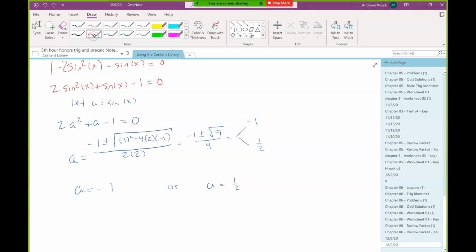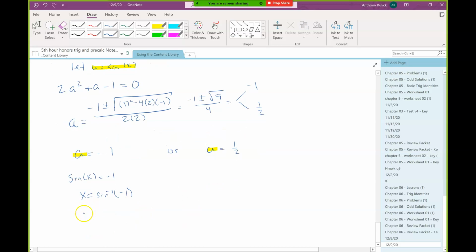But we don't want to solve for a. We want to solve for sine x. So let's go ahead and plug those back in. So x is going to be sine inverse of -1. If I go to my unit circle and look for the place where the y coordinate is -1, that happens at 3 pi over 2.